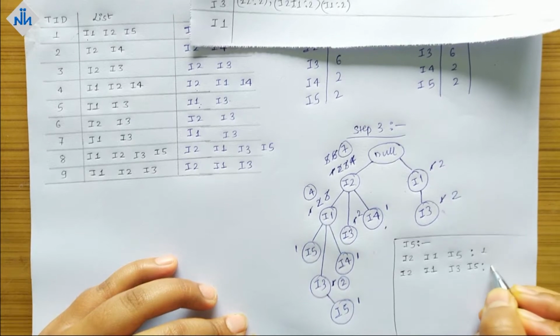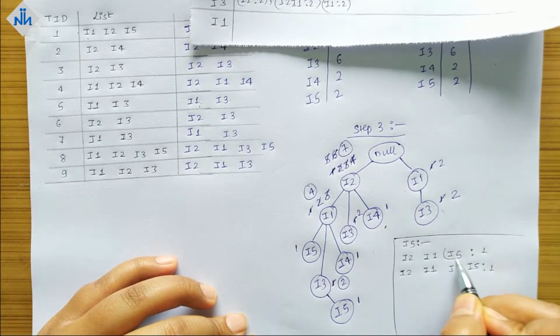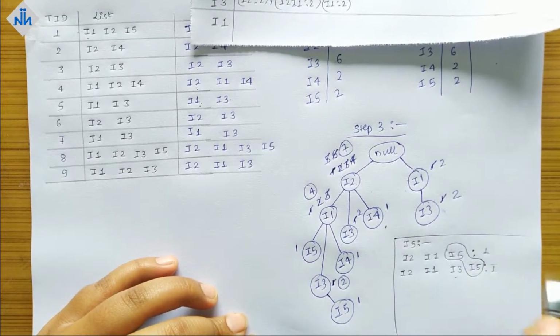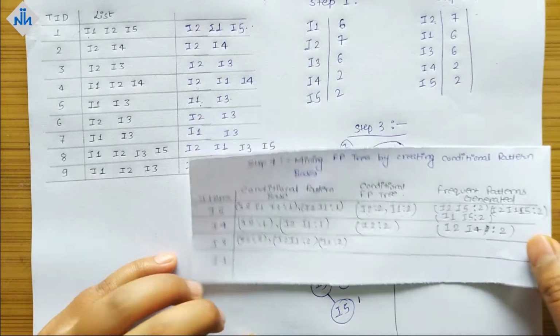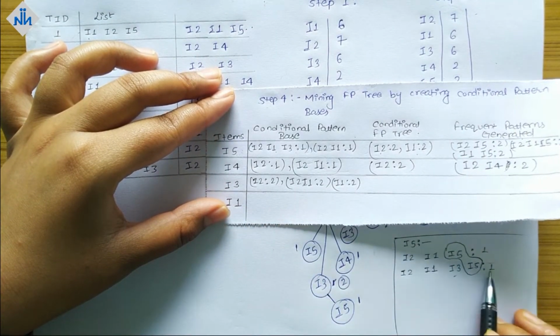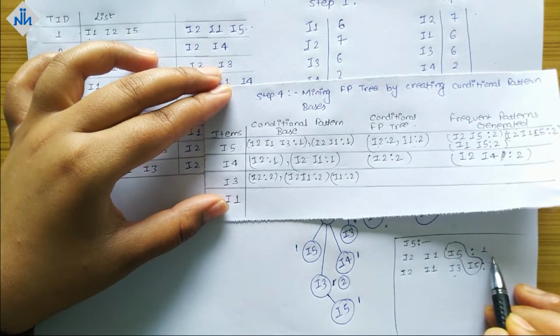Both are 1. So we have this. Now, since we are finding it for I5, we will remove I5 and we have this, and this is our conditional pattern base. You can see over here I2, I1, I3, 1 and I2, I1, 1. This is our conditional pattern base for I5.